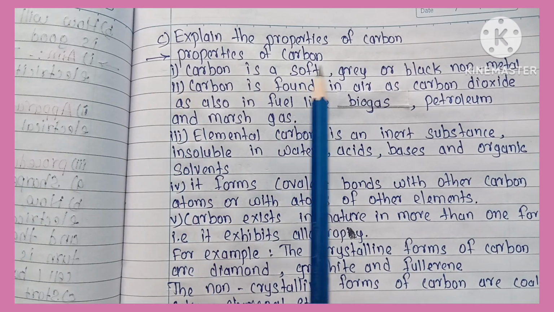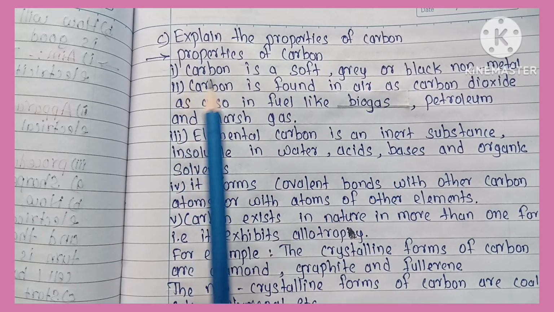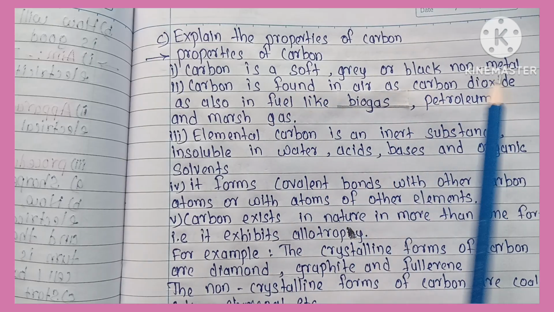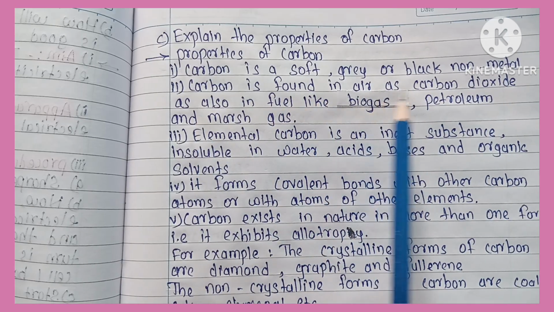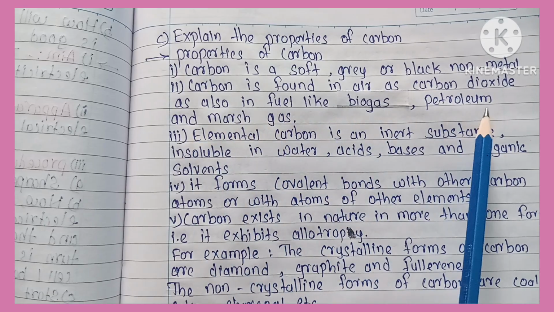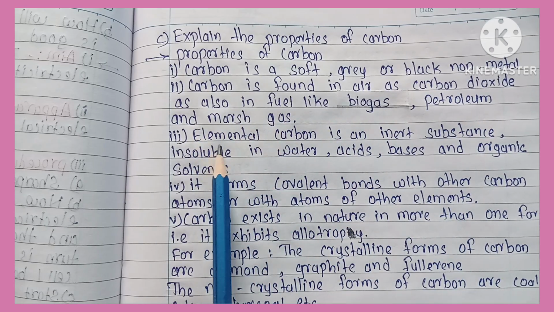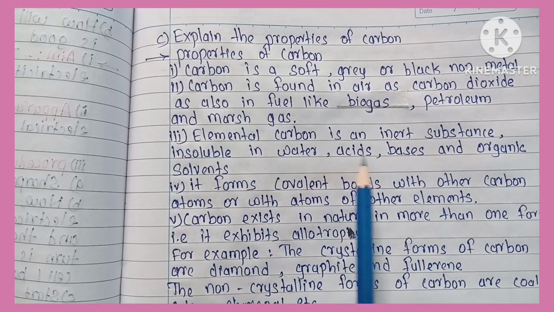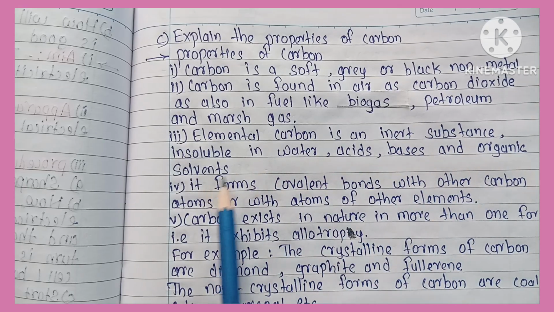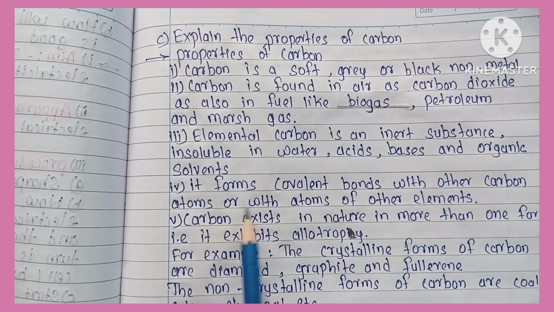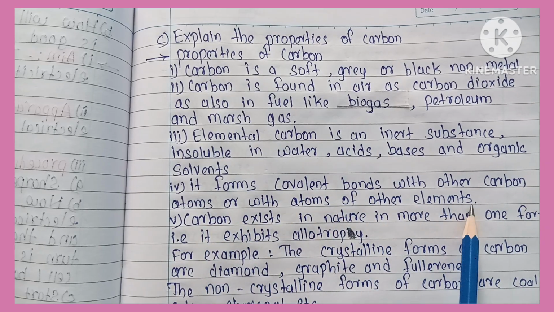Next question. Explain the properties of carbon. Answer. Properties of carbon. Carbon is a soft grey or black non-metal. Carbon is found in air as carbon dioxide, as also in fuel like biogas, petroleum and marsh gas. Elemental carbon is an inert substance, insoluble in water, acids, bases and organic solvent. It forms covalent bonds with other carbon atoms or with atoms of other elements.